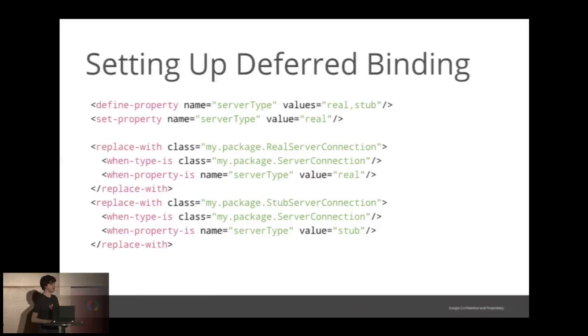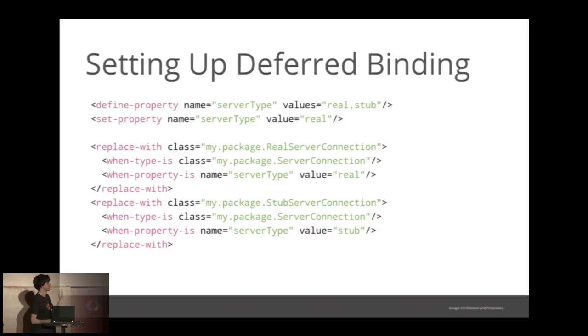And then I can use deferred binding in order to decide which of these implementations to use. And that's with a rule that looks like this. If you've never used deferred binding before, this might look a little intimidating, but it's actually not too bad. How deferred binding works is it basically allows you to define compile time variables and then to take action based on those. So what I'm saying here is I'm defining a deferred binding property called server type, which can be set to the values real or stub.